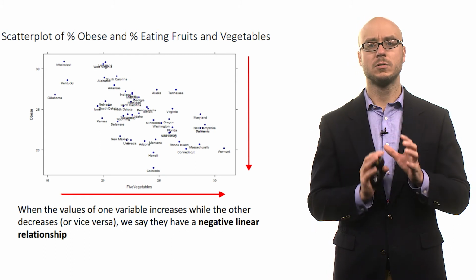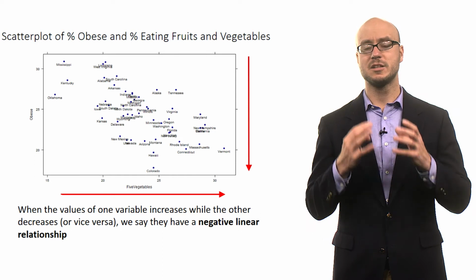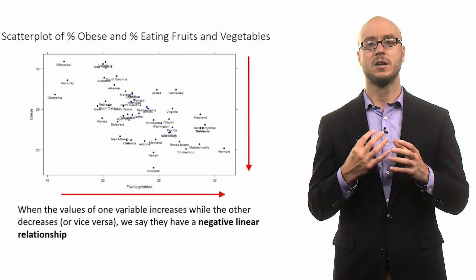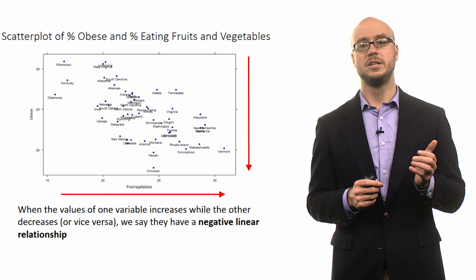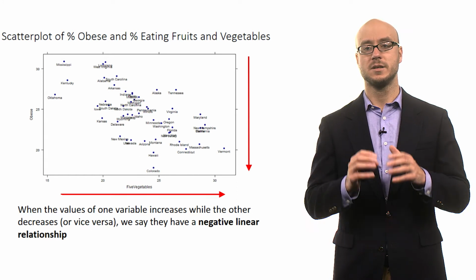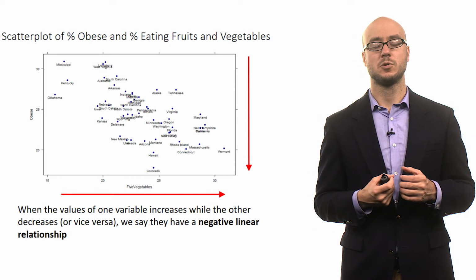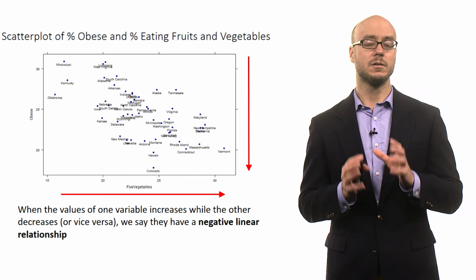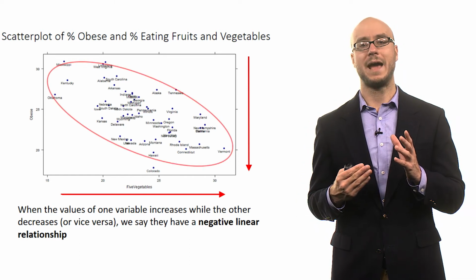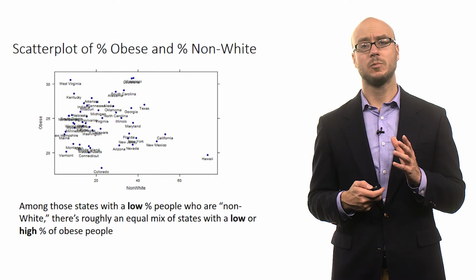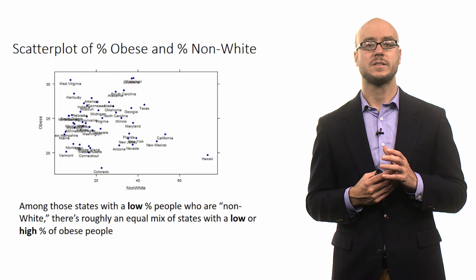So in general, when the value of one variable increases while the other decreases, we can say that there's a negative linear relationship. Or to put it another way, when the values of one variable decrease while the other increases, we can also say that there's a negative linear relationship. It's the same sort of pattern either way. And we can see that there's this downward sloping pattern in the data. And in a similar way, you can imagine fitting a straight line through that set of data.